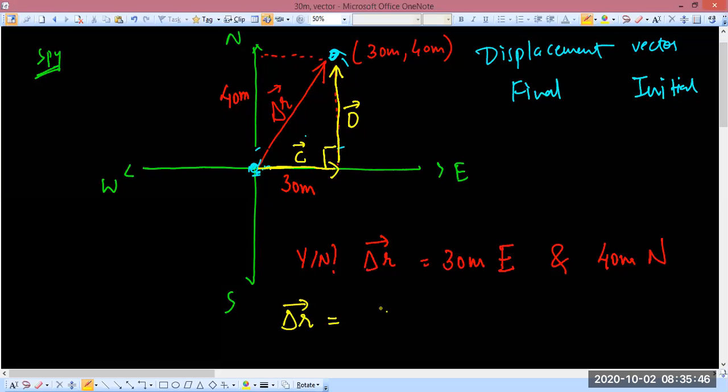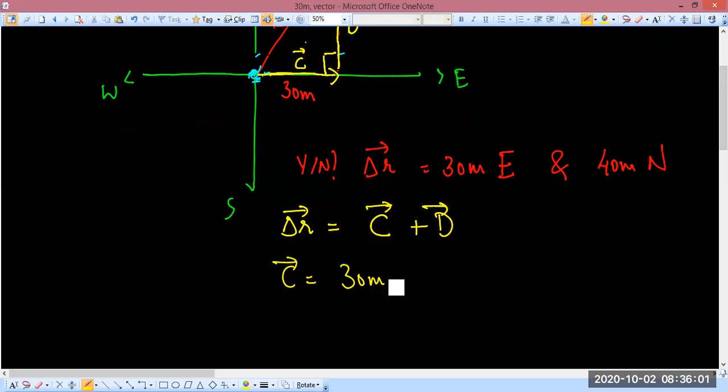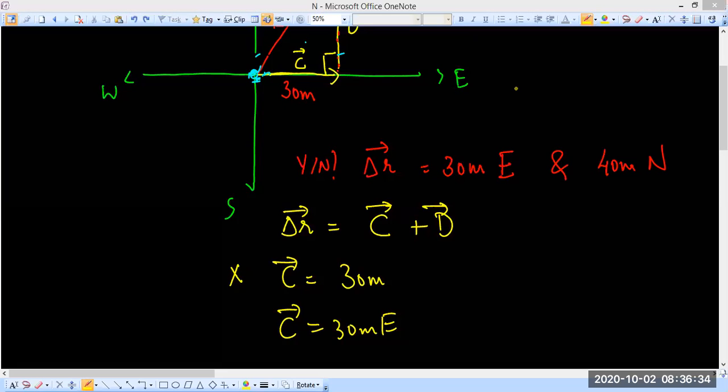I can also write it in this form, where C vector is a vector which is 30 meter in the east direction. People, be careful. Yesterday I taught you that this is wrong. This is wrong, okay? But this is correct. What's the difference between these two? Because I'm specifying that this is a vector, it should have a direction. So that's why this is only magnitude, so it's wrong, but this is correct.